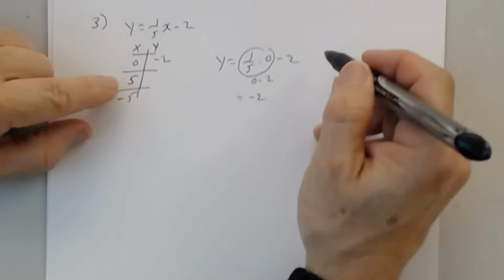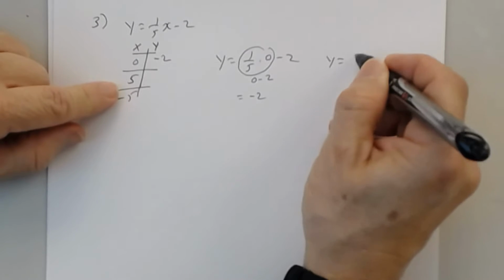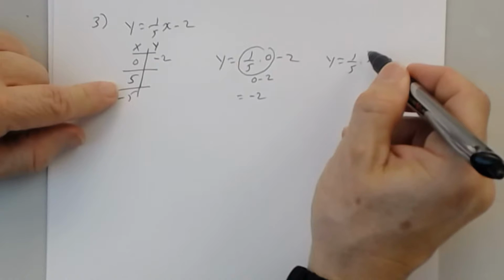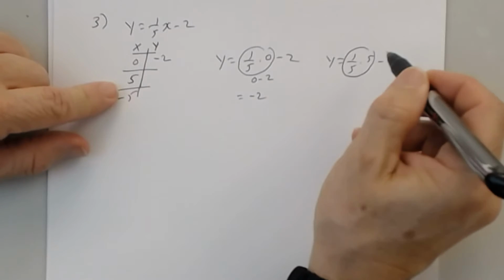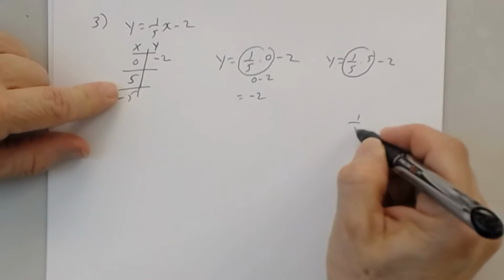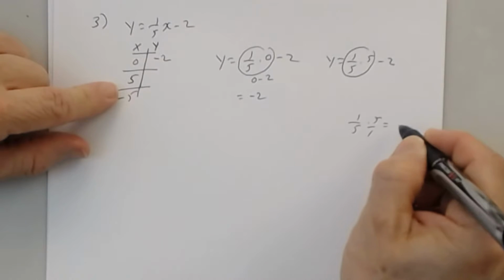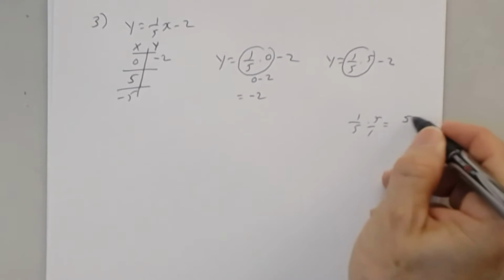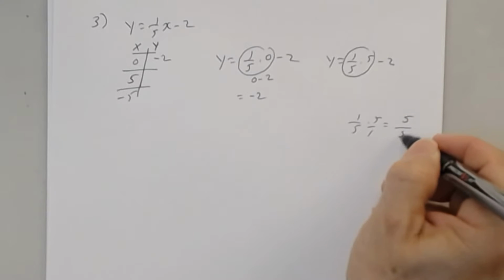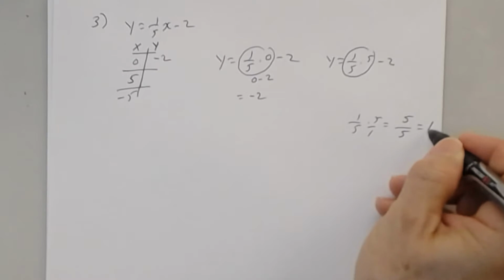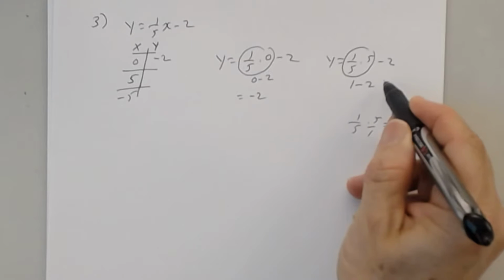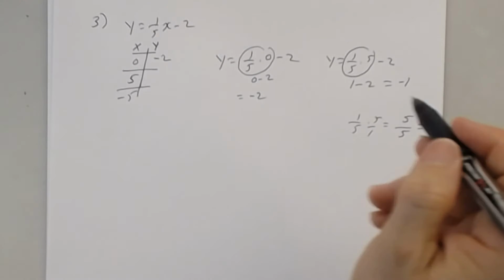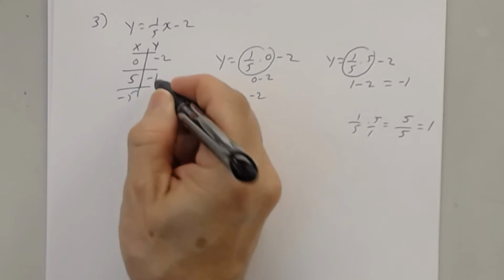If x is 5, I get y equals 1/5 times 5 minus 2. All right, so let's do this multiplication just like we did in the previous problem. 1/5 times 5 over 1. If you want to multiply first, you can. 1 times 5 is 5. 5 times 1 is 5. What do I get? 1. And what's 1 subtract 2? Negative 1. So I get the point 5, negative 1.